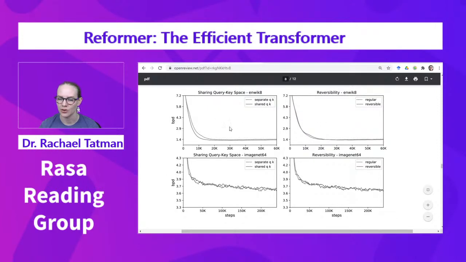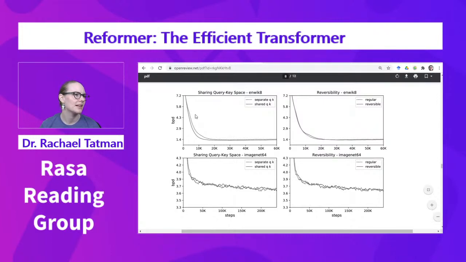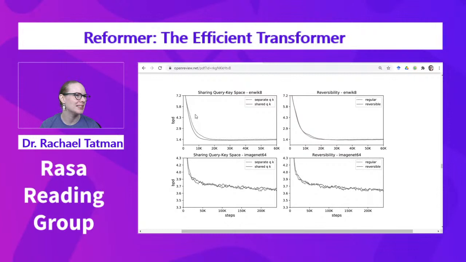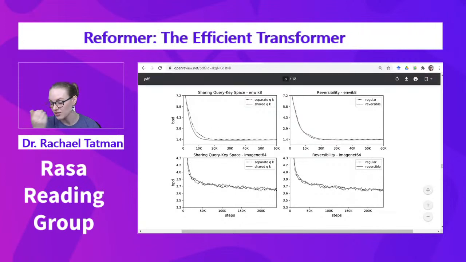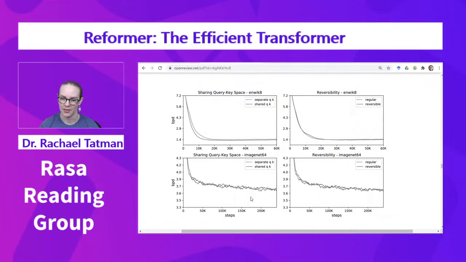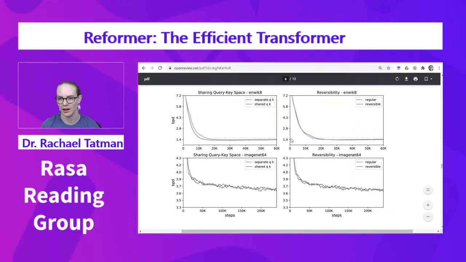And then this is for enwik, the English language wiki data. Again, I don't really know what the task is. It looks like they might be measuring entropy, I guess. And then same deal for the image data. Actually, it doesn't work quite as well for the image data as it does for the language data, but there's not really a major difference. And they're just showing that these changes that we've made to make things more efficient aren't really harming model performance.